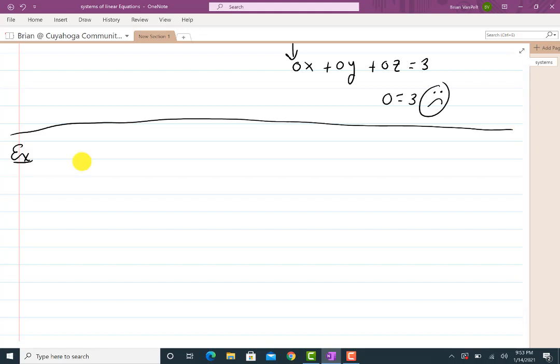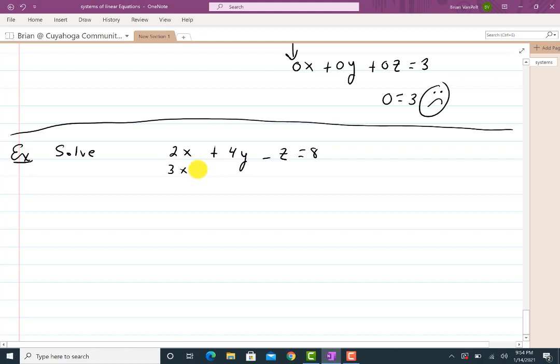We have 2x plus 4y minus z equals 8. 3x plus y plus 5z equals 9. Negative 8x minus 16y plus 4z equals negative 32. And as with all the other ones, I'm going to go ahead and rewrite it as an augmented matrix.